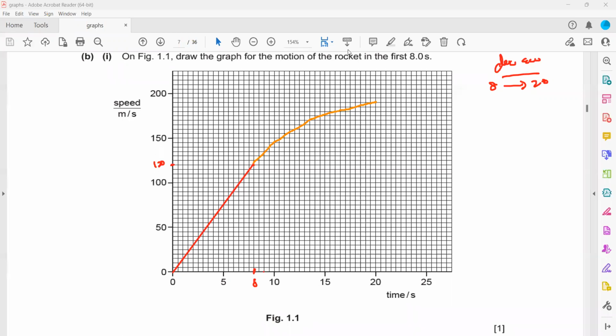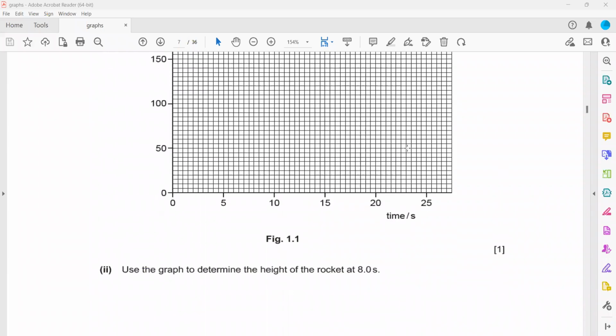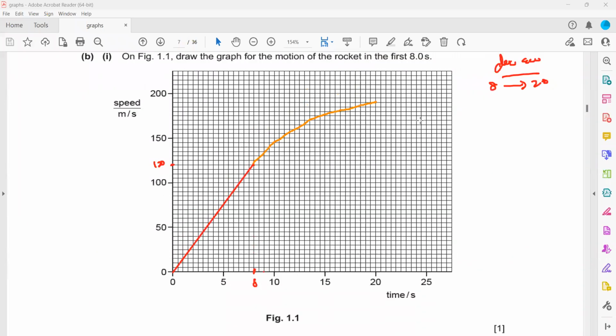And then the third part, from 20 seconds, it continued to move with a constant speed. From 20 to 25, the rocket has a constant speed. So from 20 to 25, we just draw a horizontal line to show that its speed is constant, not changing. But this should be less than 200, as they specify that the speed does not exceed 200. Is this part clear? How do we complete the sketch of the graph?